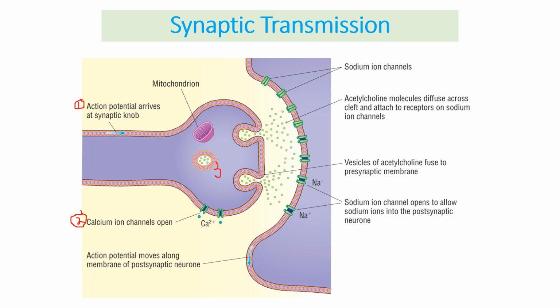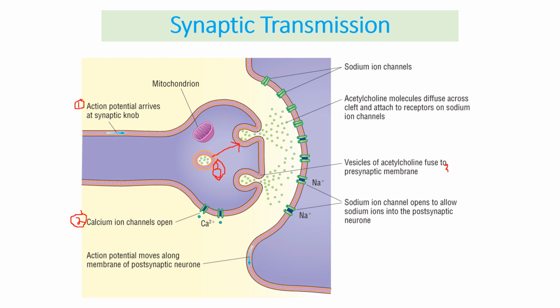That's supposed to be a number 3, sorry, it's not very good. And those vesicles then fuse with the presynaptic membrane, releasing the acetylcholine across the synaptic cleft as a result. So I suppose that's number 3 if I was doing it properly.